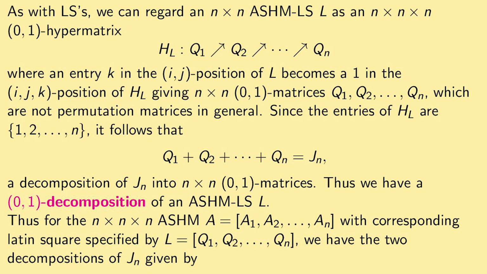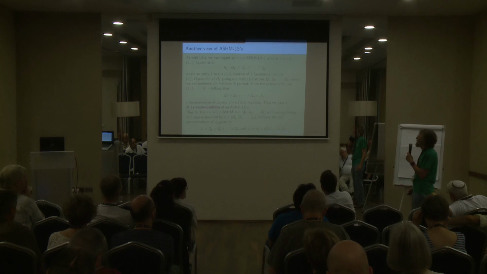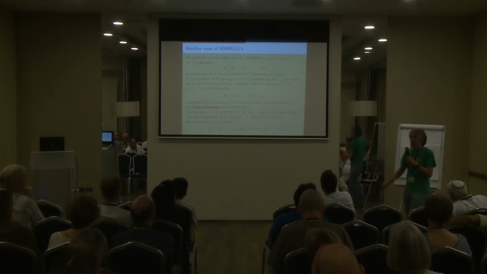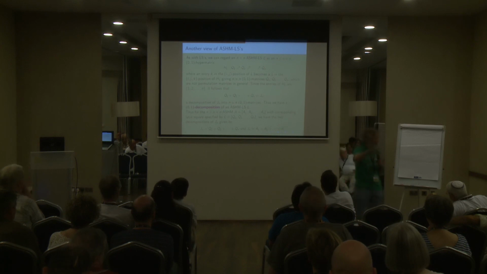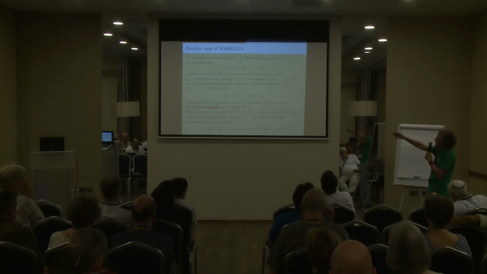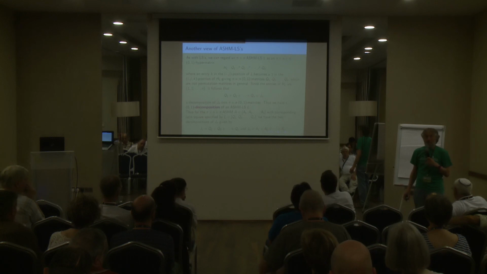Now, there's another view of alternating sign hypermatrix Latin squares that I'd like to describe here, okay? Just like a Latin square, we can regard an alternating sign hypermatrix Latin square as a 0, 1 hypermatrix. Remember the entries are only 1 up to n, so you look where the 1s are, put in 1s in those positions. You look where the 2s are, put in the 2s in those positions. You look where the 3s are, put in the 3s in those positions, etc. Okay, like so, all right? So in fact, what you get is a decomposition of Jn into n by n 0, 1 matrices, just as you do for the case of ordinary Latin squares there, okay, like so.